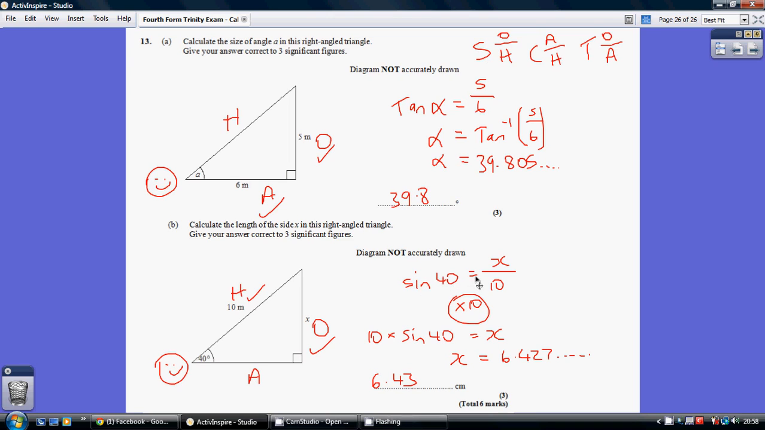So sin angle equals our opposite side, which is x, divided by our hypotenuse, which is 10. So sin 40 equals x over 10. We want to get x on its own. We want x to be the subject. So how do we undo this dividing by 10? We multiply by 10. So 10 times sin 40 is x. Popping this into our calculator, we get x being this, which is 6.43 to 3 sig figs.